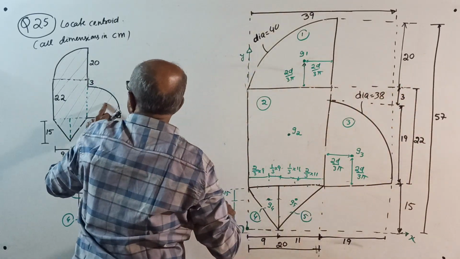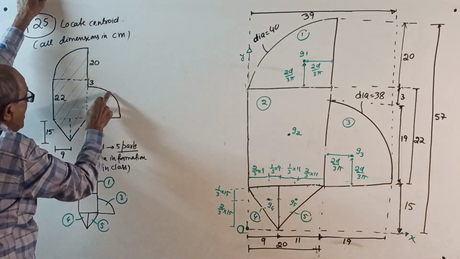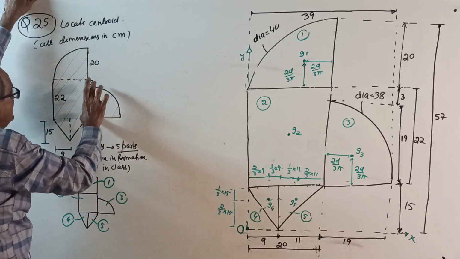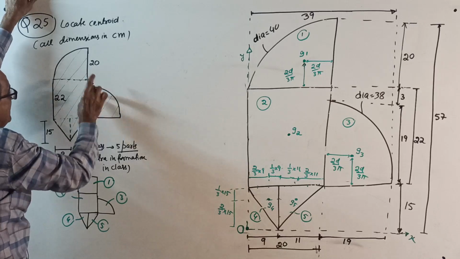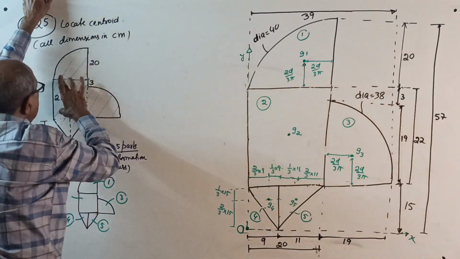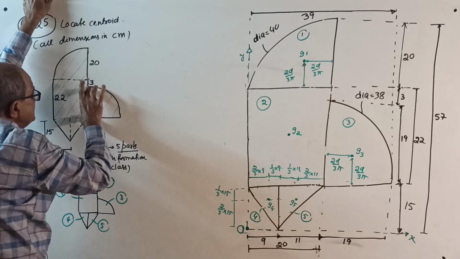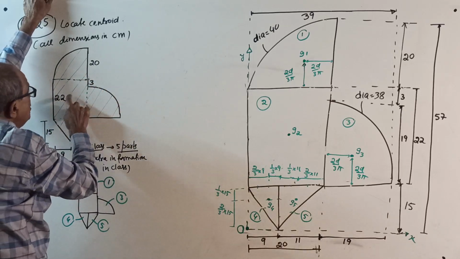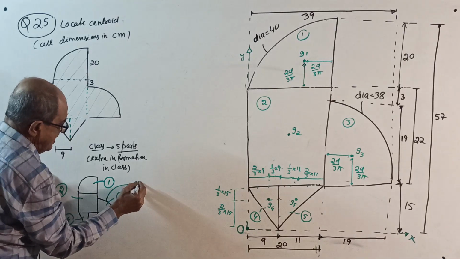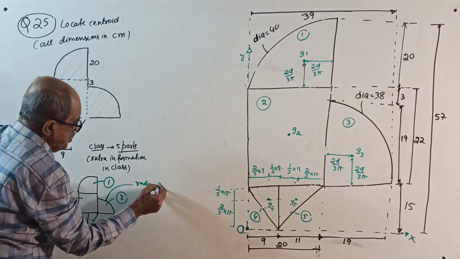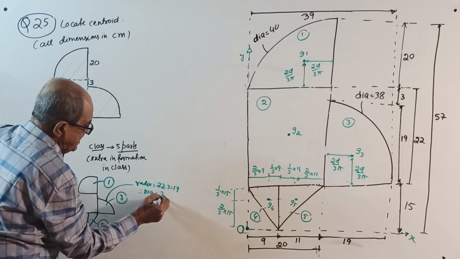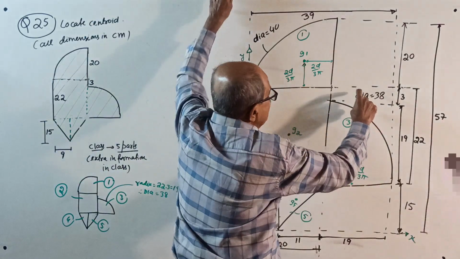Figure number 3 is a quadrant of a circle where the radius is not given. But observe, this is 22, and this gap is 3. When this is 22, this gap is 3, so this radius will become 22 minus 3 equal to 19. Make a note here: for this one, radius equal to 22 minus 3 equal to 19. Therefore, diameter equal to 38, with a gap of 3 here.